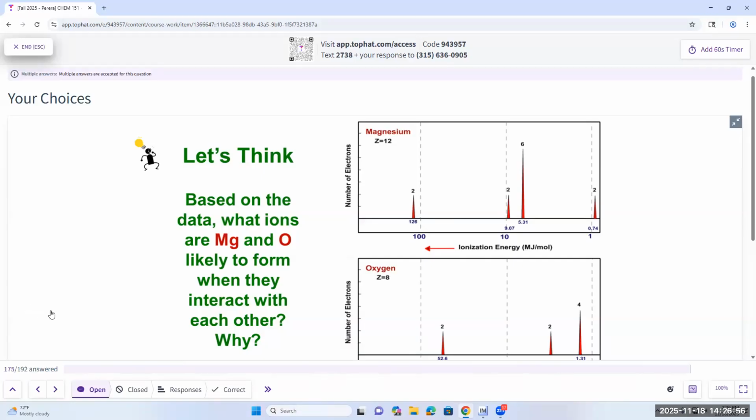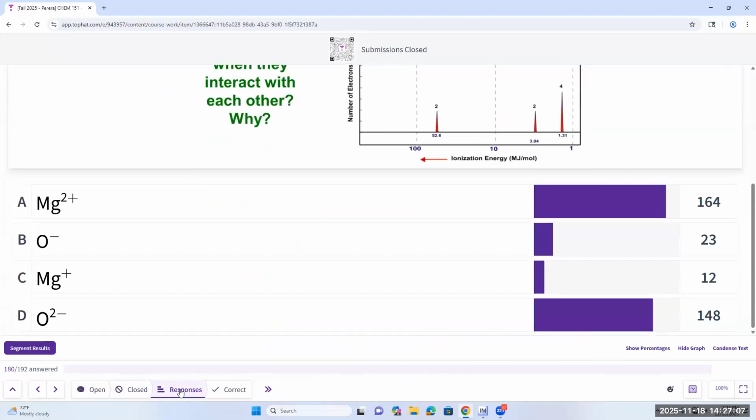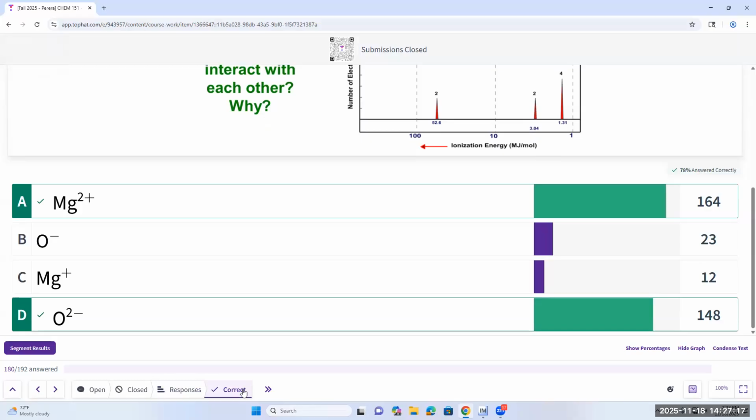I'm going to close this question in 5, 4, 3, 2, and 1. Okay, and here are our responses. The most popular answers are the correct answers as well. Can somebody tell me why though? Why does magnesium form 2 plus? Why not 1 plus? Why not 3 plus? Why is it 2 plus?